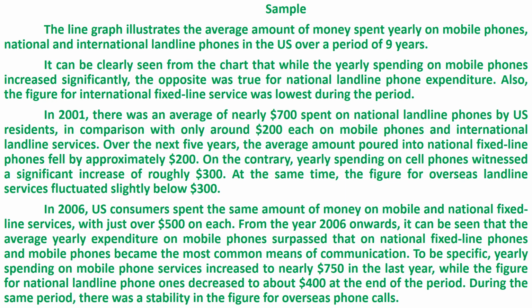In 2006, U.S. consumers spent the same amount of money on mobile and national fixed-line services, with just over $500 on each. From the year 2006 onwards, it can be seen that the average yearly expenditure on mobile phones surpassed that on national fixed-line phones, and mobile phones became the most common means of communication. To be specific, yearly spending on mobile phone services increased to nearly $750 in the last year, while the figure for national landline phone ones decreased to about $400 at the end of the period.